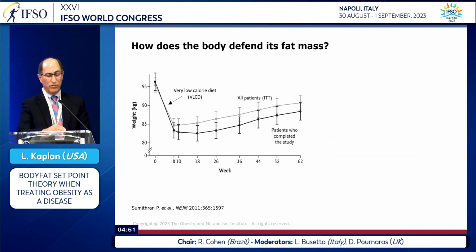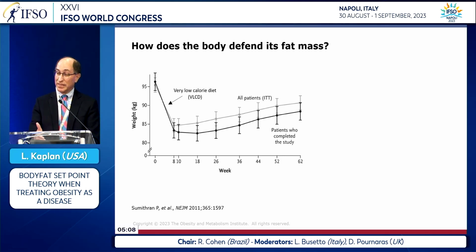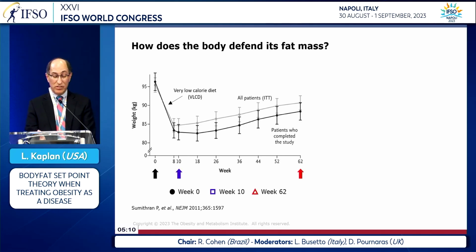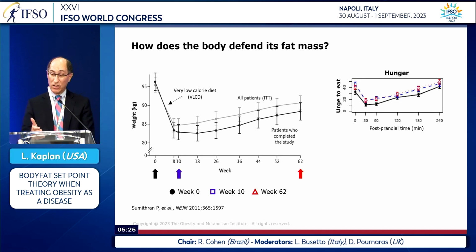So how does the body do this? How does the body defend its fat mass so that after the very low-calorie diet that I showed you, and this is a study by Sumithran, Proietto and colleagues in Australia, what they did was they did the same study that I showed you before. You go on a very low-calorie diet, and then you try to maintain that. In this study, they did more science than just watching it. They looked at week 0, week 10 after the acute weight loss, and at week 62 after a year of trying to maintain it. And they looked at various parameters, and they first looked at hunger.